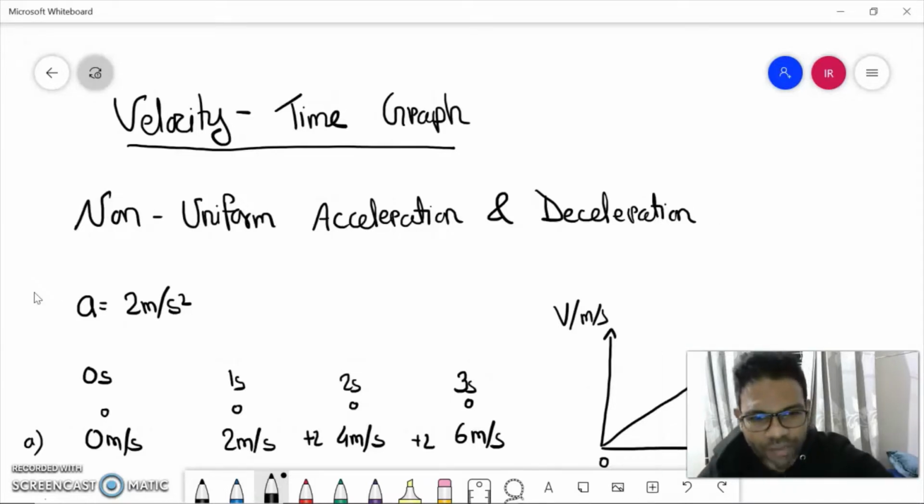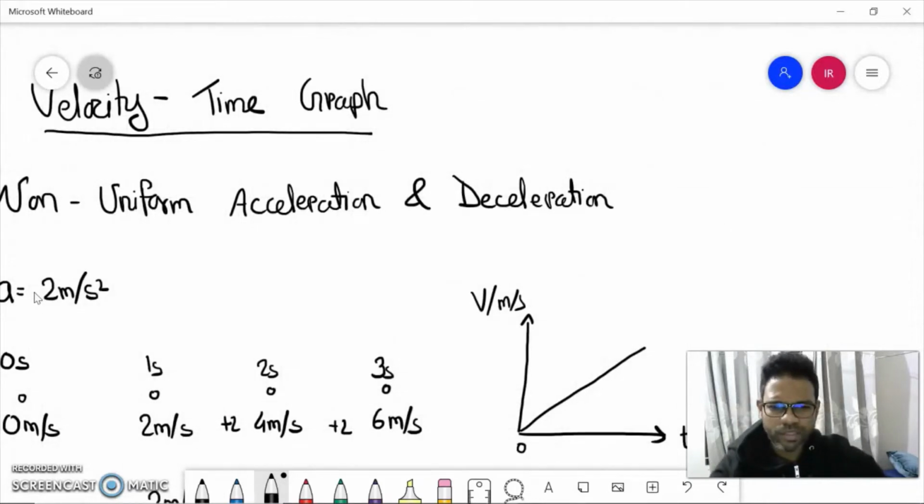We have seen the graph for this one. If it's a velocity time graph, the graph will be a straight line through the origin with a positive gradient. If the object starts from rest, it will pass through the origin. So it will be a straight line with a positive gradient showing that the acceleration is uniform.